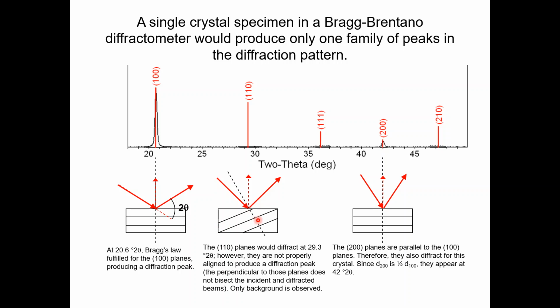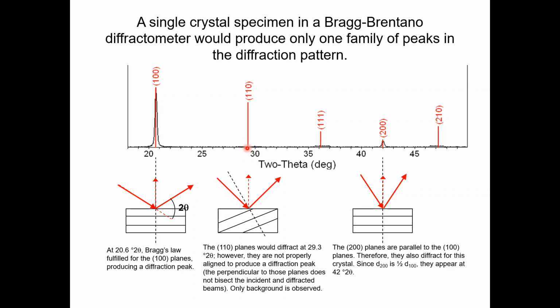What is the reason? Here you can see the plane orientations, and also the perpendicular to those planes, shown by the black dotted line. It does not bisect the incident and diffracted beam. Here the red one is the incident beam, and this is the diffracted beam. The perpendicular which bisects these two beams is different from the one that is normal to these planes. So here we say that the condition is different.